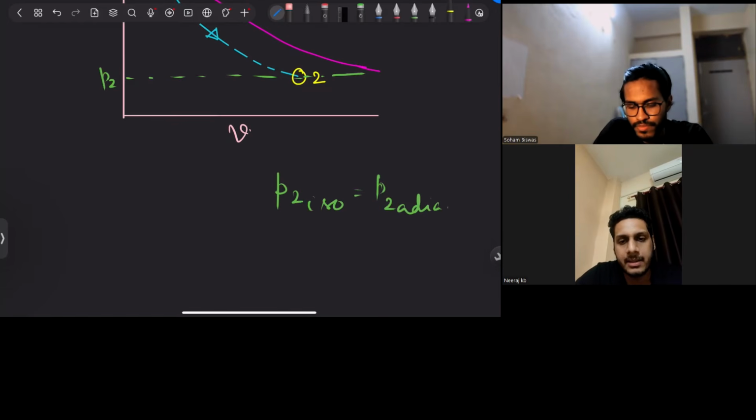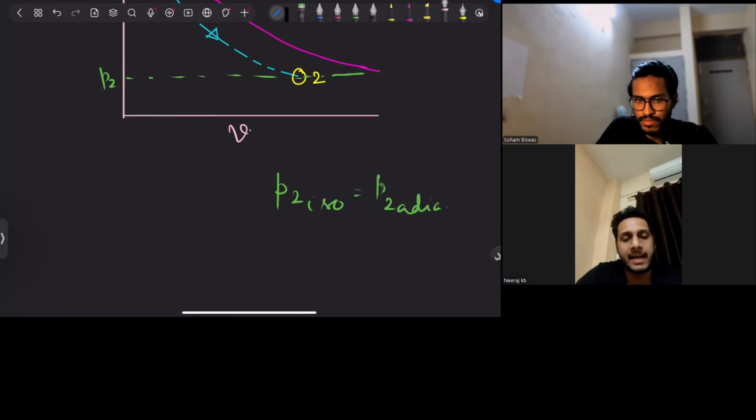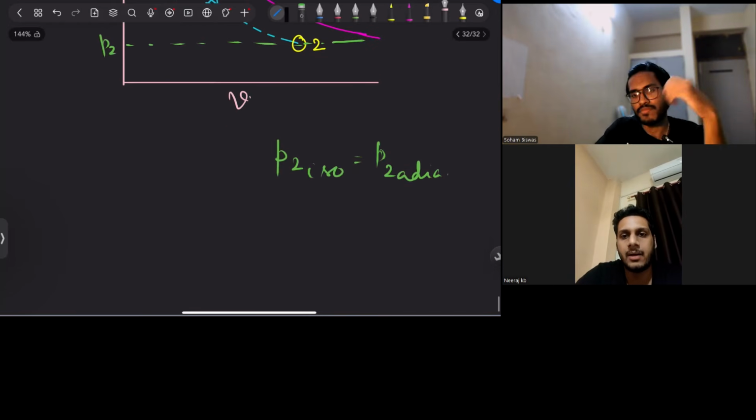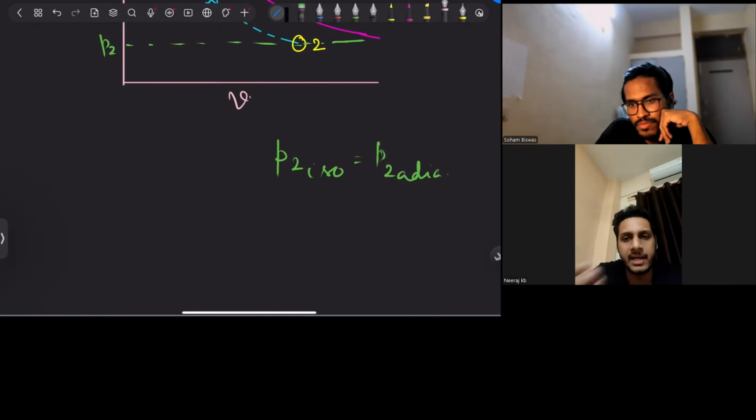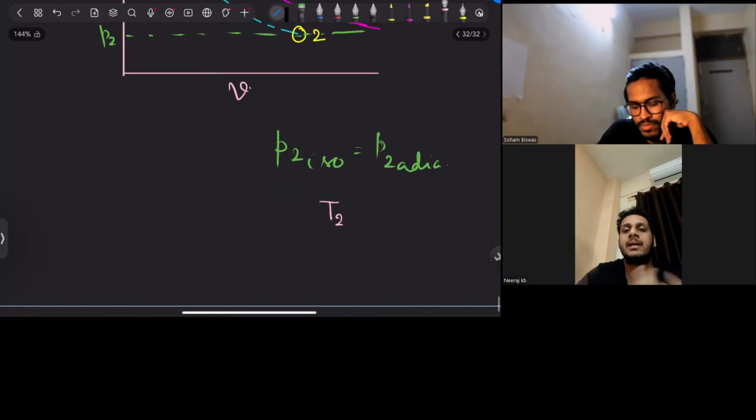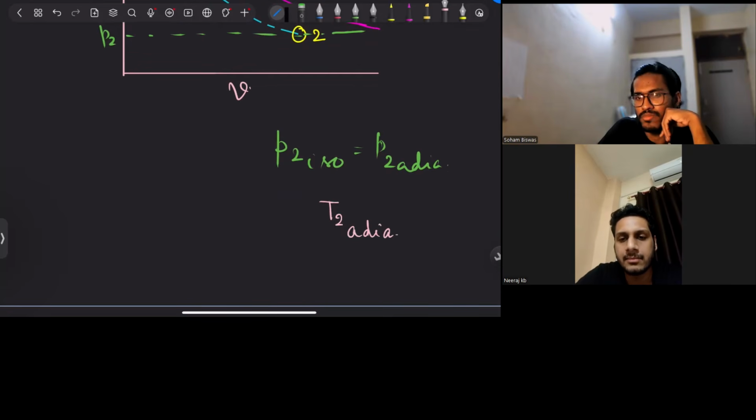But what happens in the adiabatic process? There is no heat transfer. So the temperature T2 of adiabatic is less because it has done some work using its internal energy. So this will be lesser than iso, you are saying.